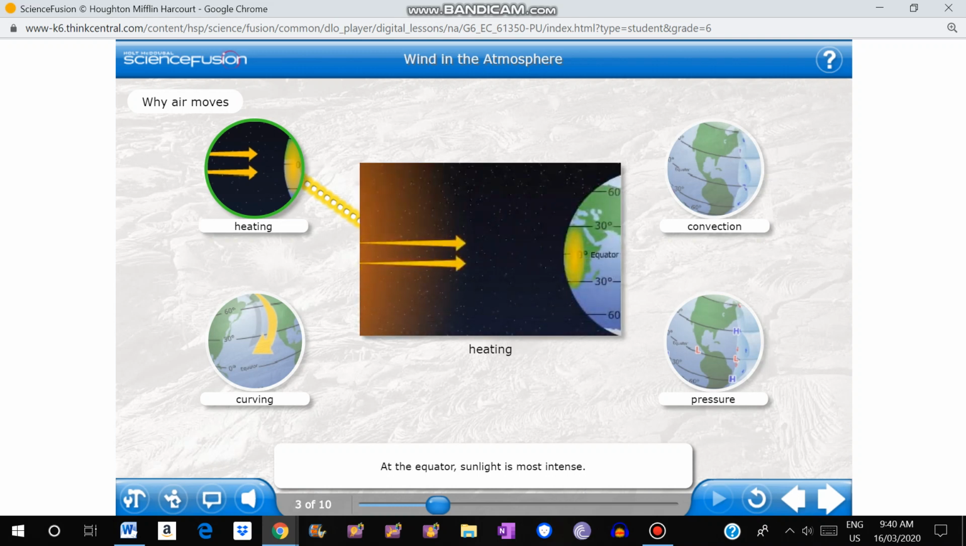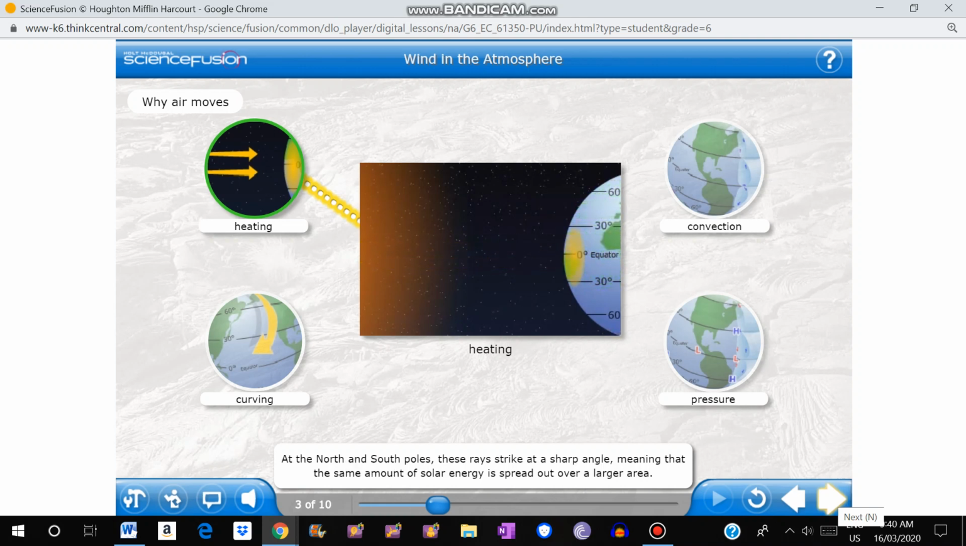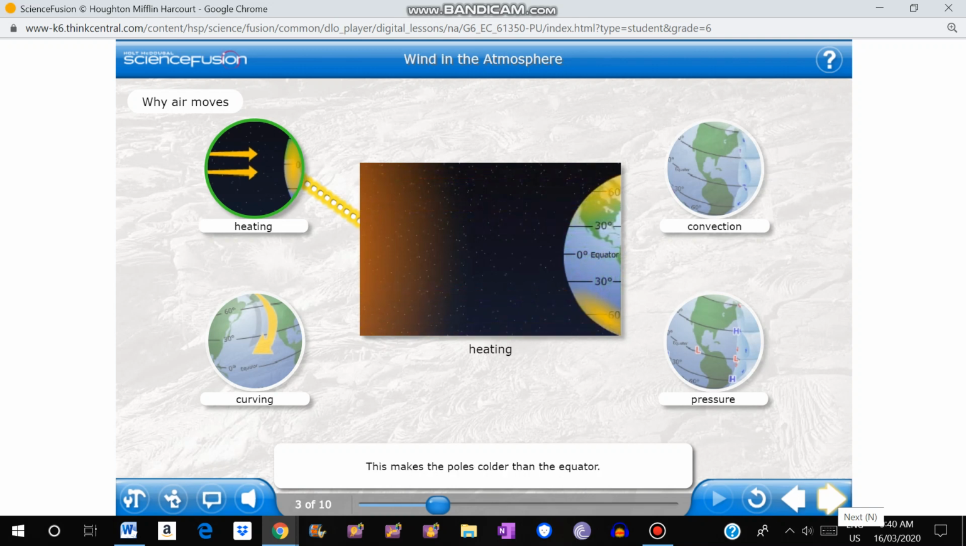At the equator, sunlight is most intense. That's because the sun's rays strike Earth in a direct line. At the north and south poles, these rays strike at a sharp angle, meaning that the same amount of solar energy is spread out over a larger area. This makes the poles colder than the equator.